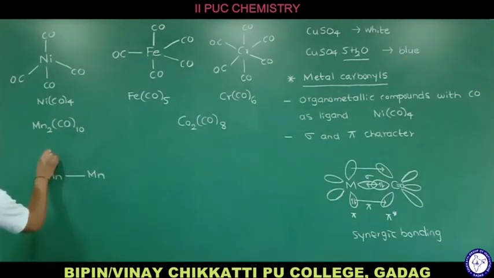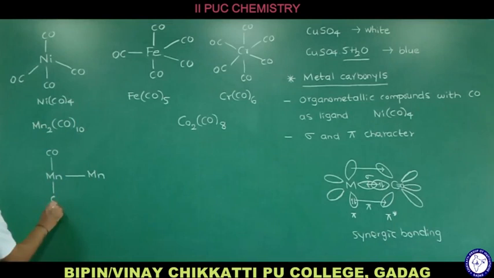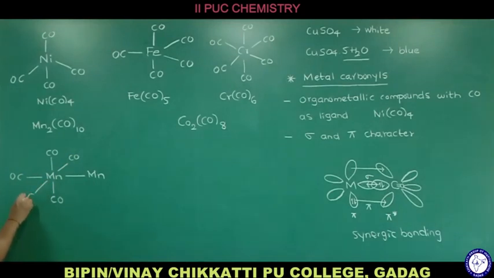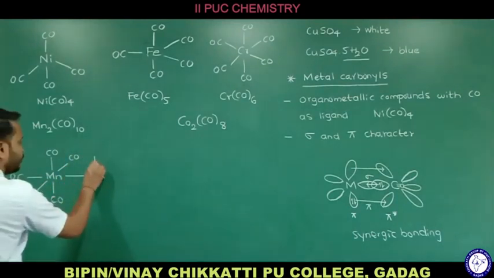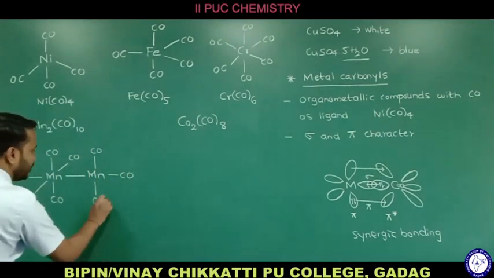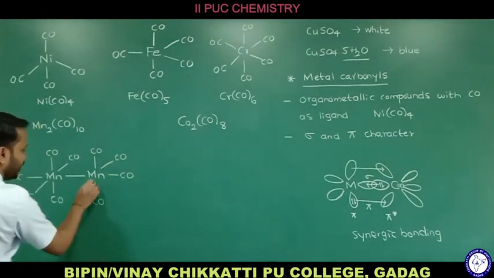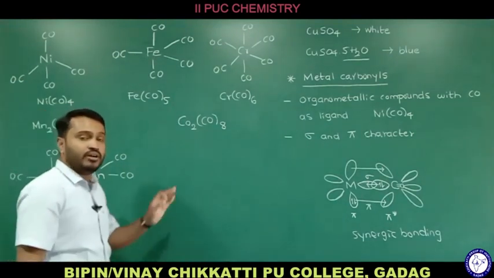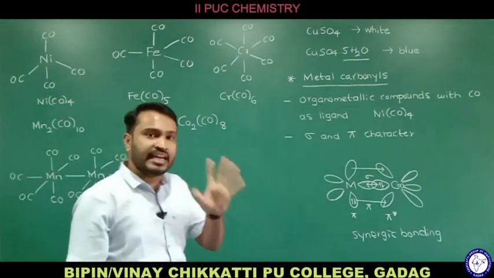So how am I supposed to draw? See here, 1, 2, 3. This will be the 4th one. This will be the 5th one, and 5 more for this one. So 1, 2, and 3, 4th one and 5th one. That kind of geometry we have. Mn2(CO)10. Here we have an Mn-Mn single bond.